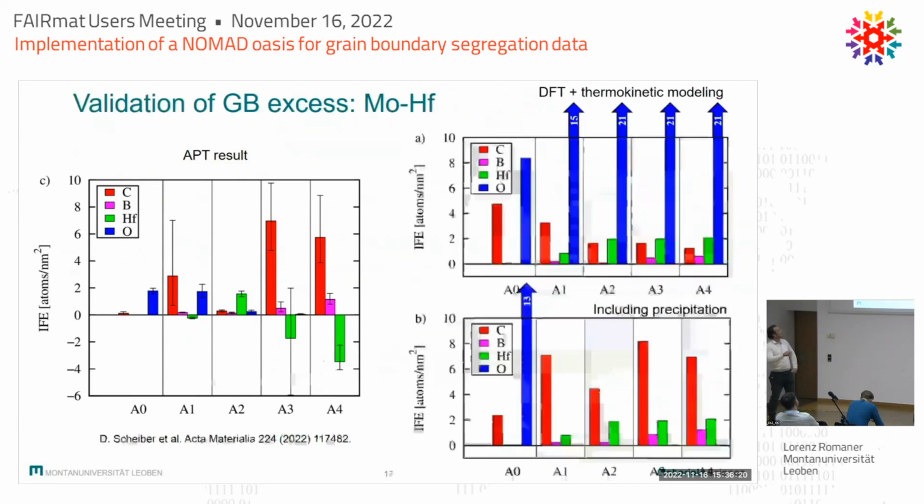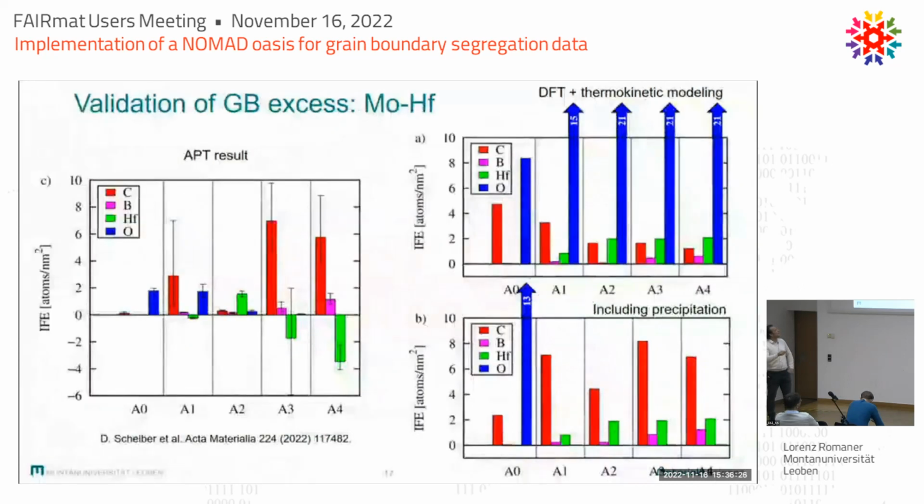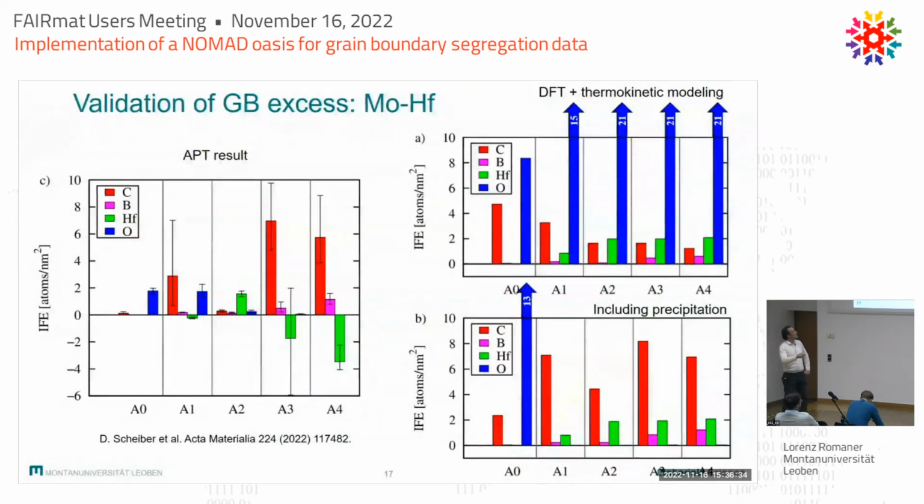So here I just show a result that we have obtained. If you use the same framework and you do not take into account, for example, precipitation, you would get completely rubbish in terms of the chemistry. We would expect oxygen everywhere, and so this is the APT result, which has a lot of carbon here and boron.